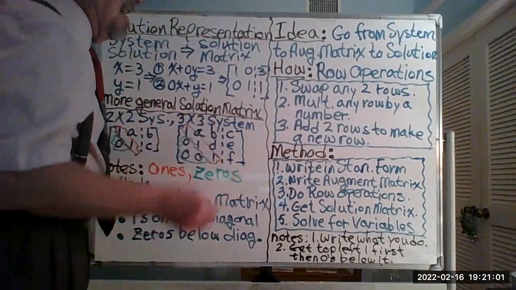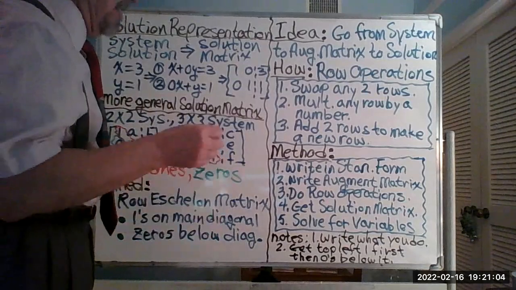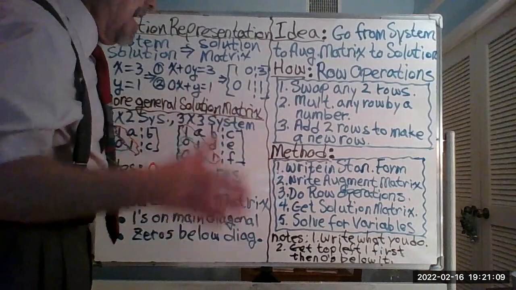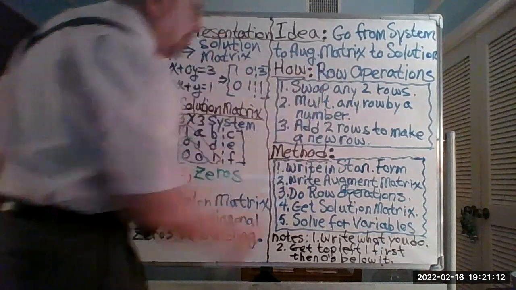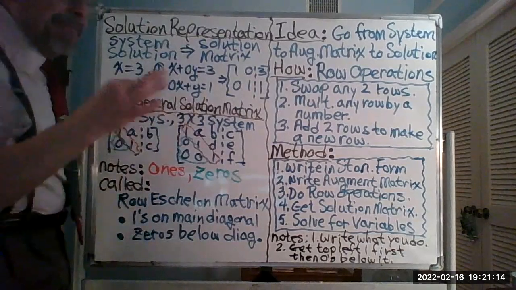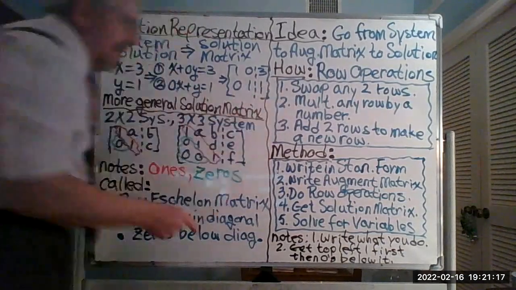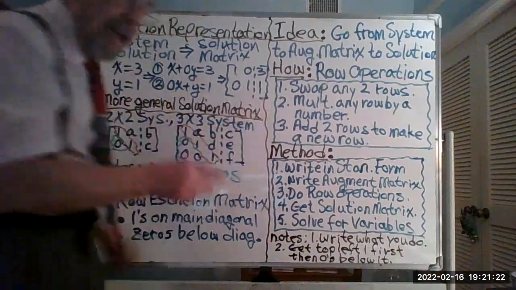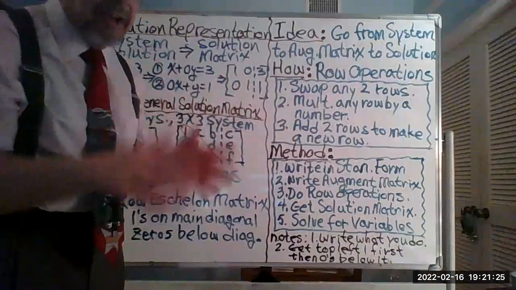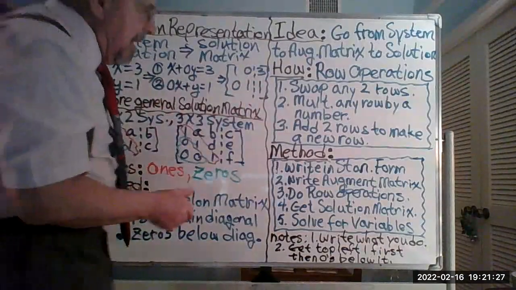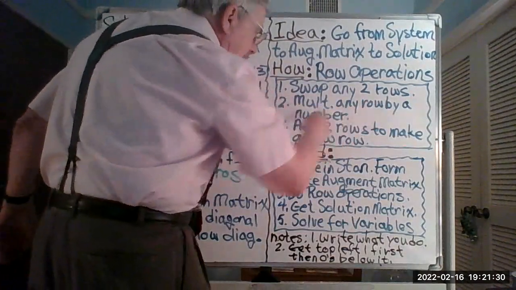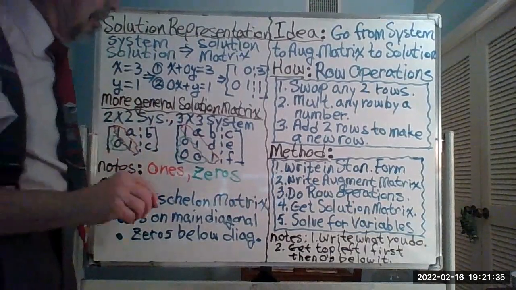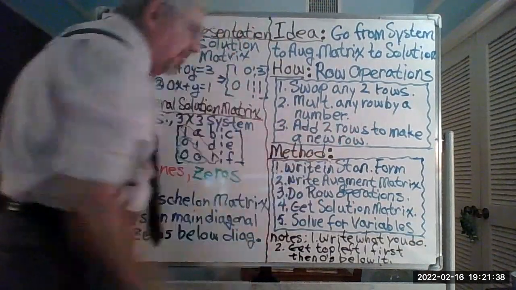The idea is to go from the system matrix to the augmented matrix to the solution matrix. So 3 steps. How do you do that? By using what are called row operations. And there are 3 basic row operations. The first one is I can swap any 2 rows. I can't change elements in the row directly, but I can swap 2 rows. The second one is I can multiply any row by a number. That's how we change numbers in the row. And the third one is I can add 2 rows to make a new row.